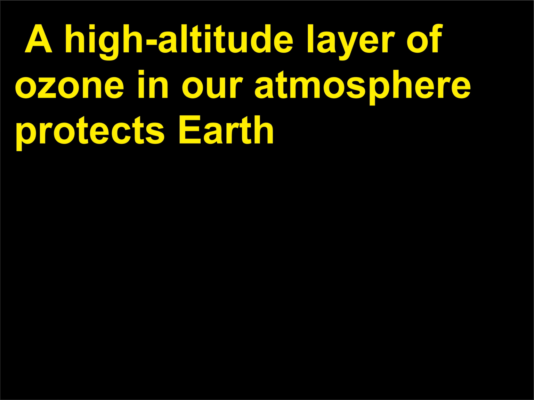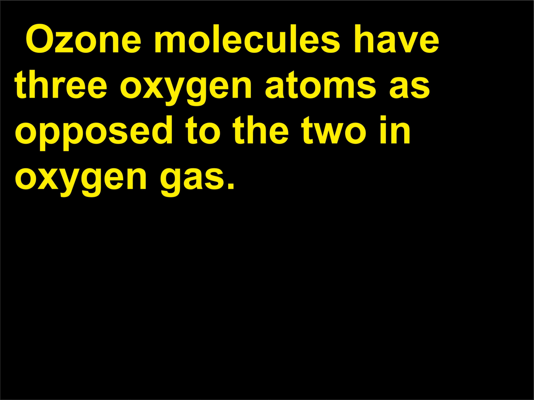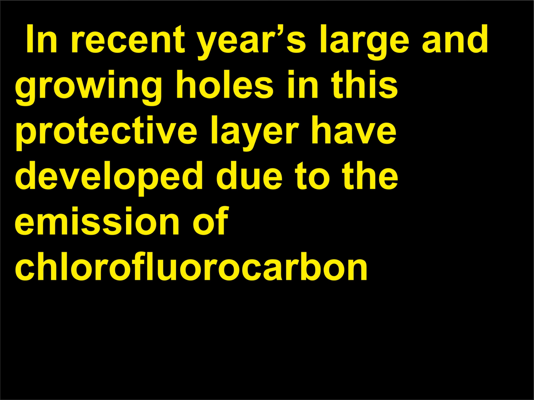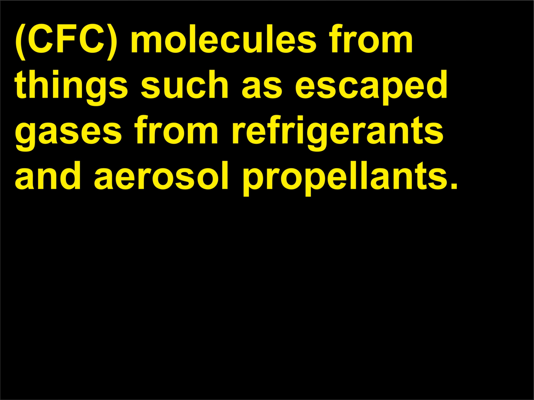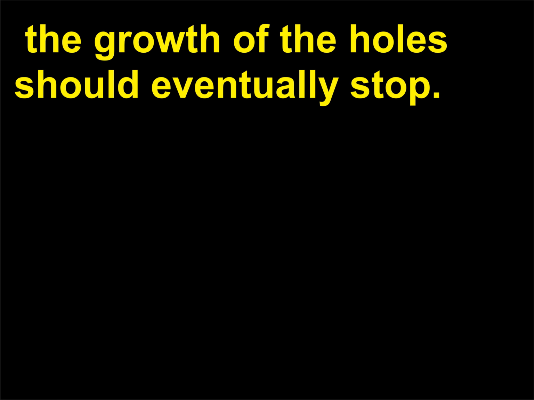A high-altitude layer of ozone in our atmosphere protects Earth from all but a small fraction of the UV radiated by the sun. Ozone molecules have 3 oxygen atoms as opposed to the 2 in oxygen gas. In recent years, large and growing holes in this protective layer have developed due to the emission of chlorofluorocarbon, CFC, molecules from things such as escaped gases from refrigerants and aerosol propellants. Because these gases are no longer being manufactured and existing stocks are gradually being replaced, the growth of the holes should eventually stop.